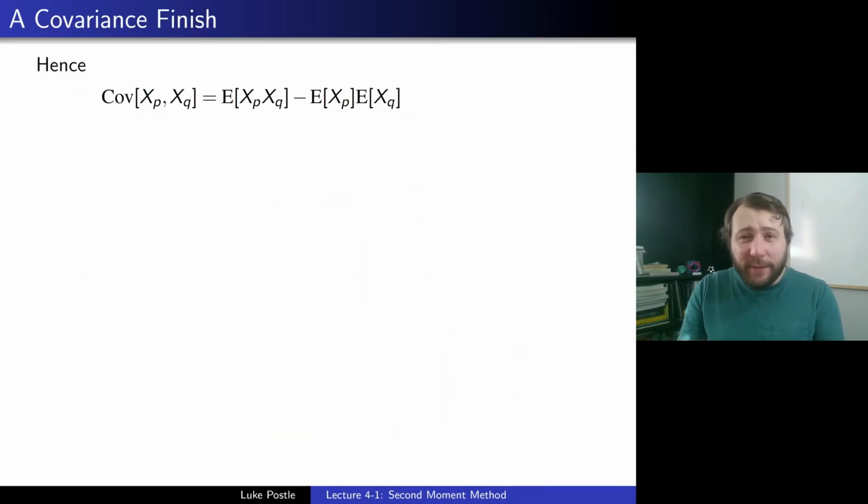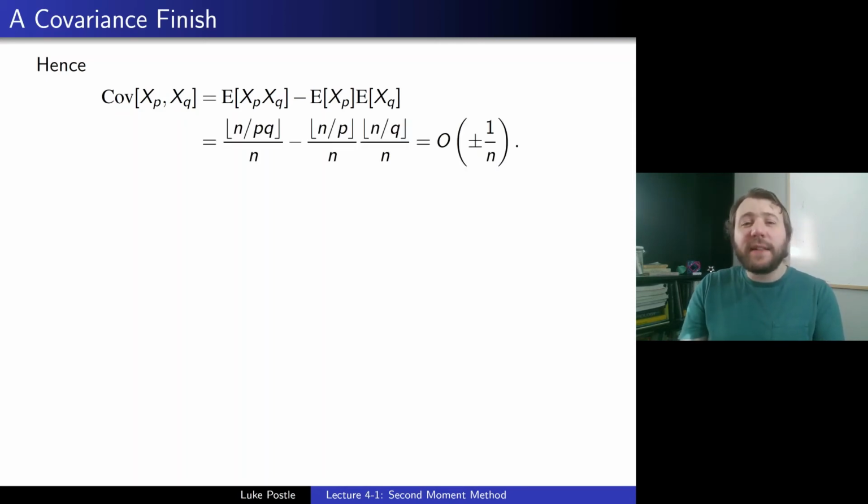Namely, if you remember the definition of covariance, it's the expectation of the product minus the product of the expectations. And here, that's going to be floor of n over pq, divided by n, since that's, again, the number of numbers from 1 to n that have pq as a divisor, minus floor of n over p times floor of n over q, divided by n squared. And I claim that's on the order of 1 over n, plus or minus.